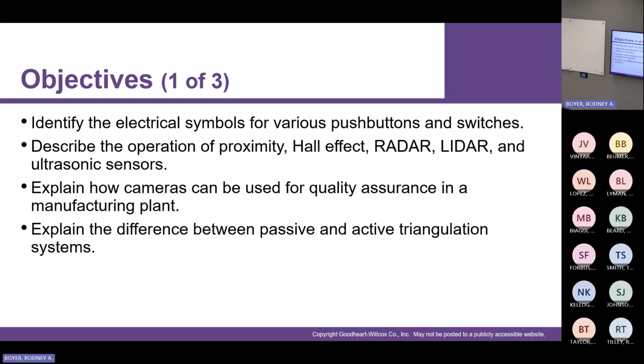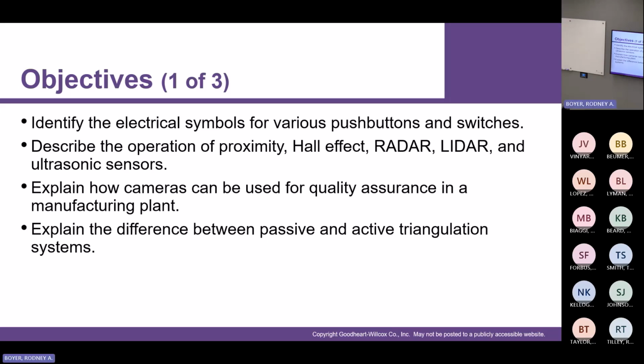Those are actually acronyms. Radar is radio detecting and ranging, and LiDAR is light detecting and ranging. Radar uses radio waves and LiDAR uses lasers. It's all based on time of flight.